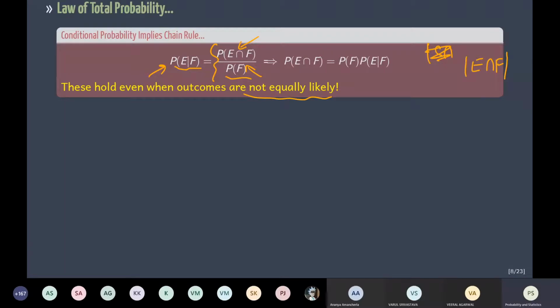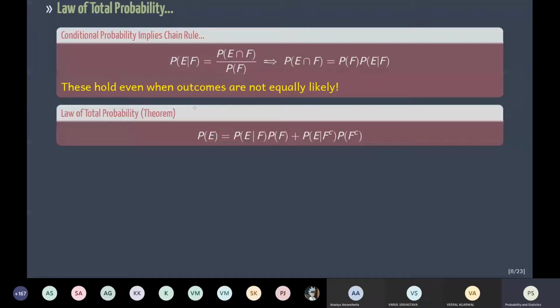So from the conditional probability definition, I can write P of E intersection F is equal to probability of F times probability of E given F. That is just implied from here, there's nothing more. Now from this we can derive something called the law of total probability. The law of total probability says the following: probability of E is probability of E given F times probability of F, plus probability of E given F complement times probability of F complement.